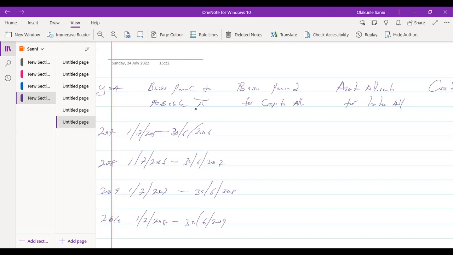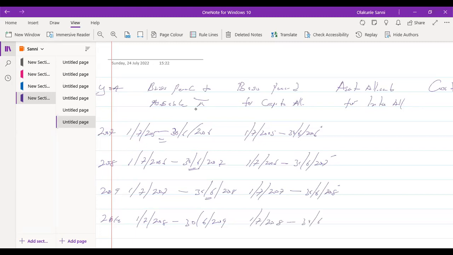Under the first year, I'm expected to repeat this: 1/7/2005 to 30th June 2006. Is this clear, class? Hello, sir, can you hear me? Yes, I can hear you. For the second year of assessment, a day after the end of this, what is it? 1/7/2006, and the accounting period ends 30th June 2007. A day after this, 1/7/2007 to 30th June 2008. A day after this, 1/7/2008 to 30th June 2009.